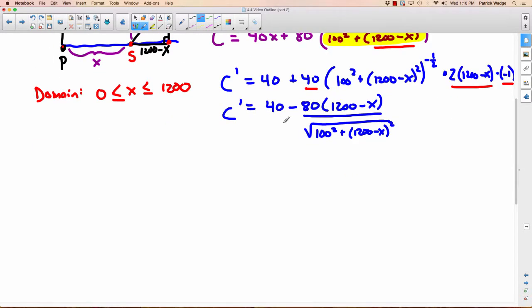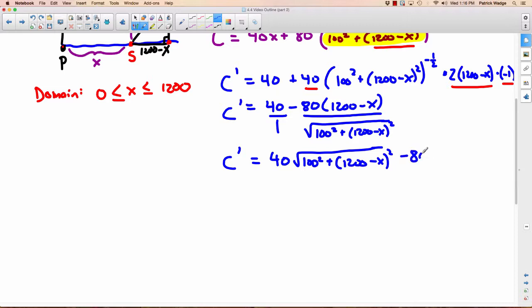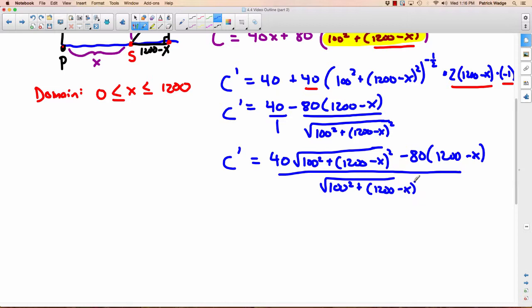What we're going to do next is we're going to get common denominators. So we have to multiply top and bottom of this one by all this denominator. So we get c prime equals 40 times 100 squared plus 1200 minus x all squared minus 80 times 1200 minus x, all over 100 squared plus 1200 minus x squared.